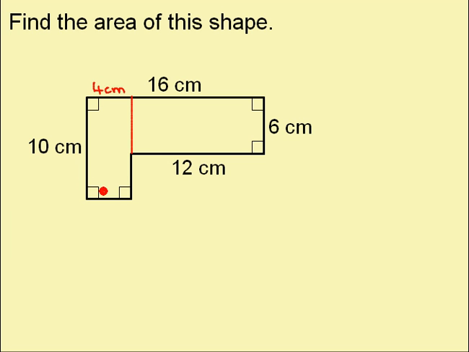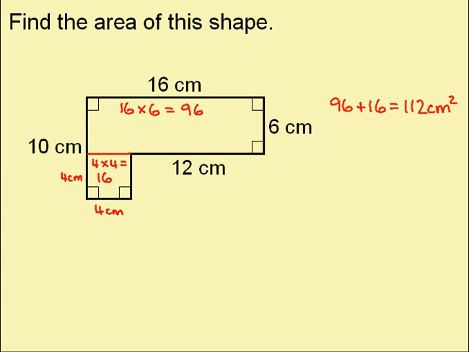So for the area of this, I've got 10 times 4, and that's 40. Now I need to do the area of this one. I can see that this is 12, and this is 6. So I want to do 12 times 6, and that's 72. Now for the total area, I've got 72 plus 40, which is 112 centimetres squared.